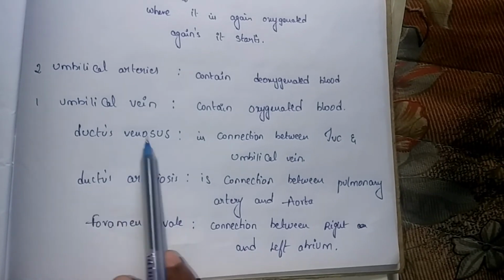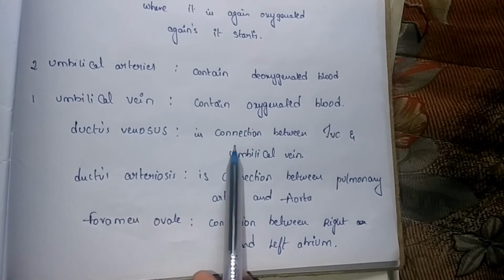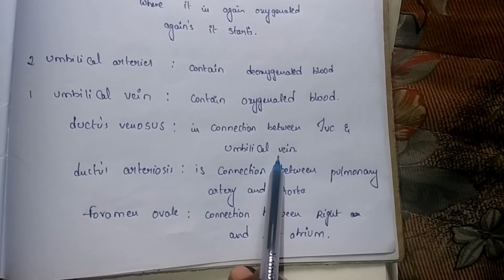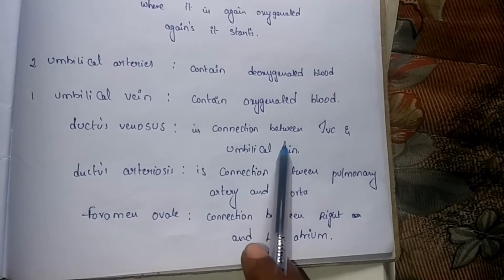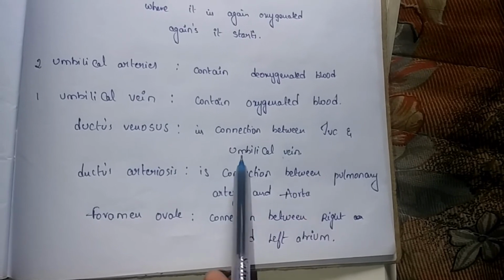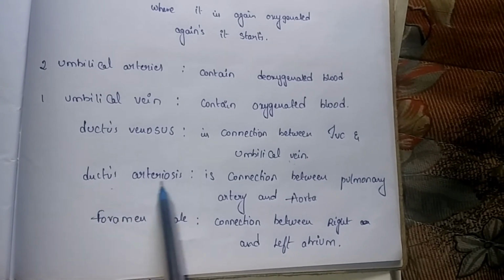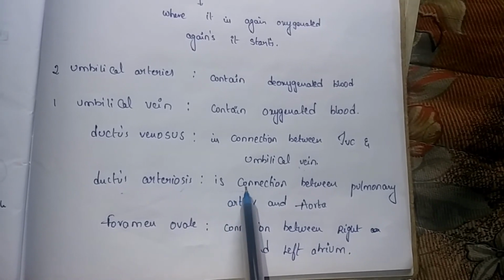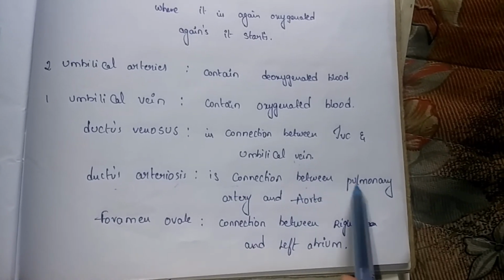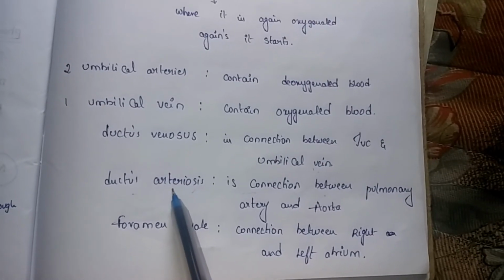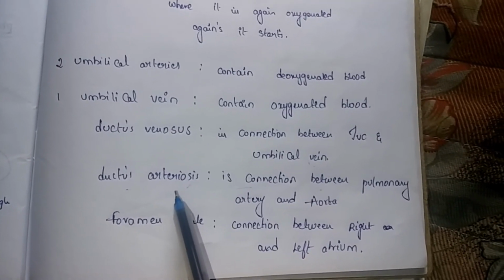First we will see the ductus venosus. The ductus venosus is the connection between the inferior vena cava and the umbilical vein. It lies between the two veins, inferior vena cava and umbilical vein, so it is called the ductus venosus. And next, the ductus arteriosus. The ductus arteriosus is the connection between the pulmonary artery and the aorta. It lies between the two arteries, so it is called the ductus arteriosus.